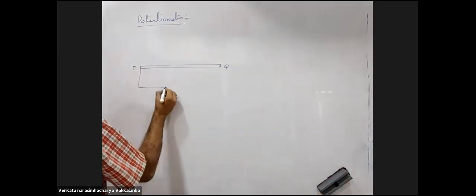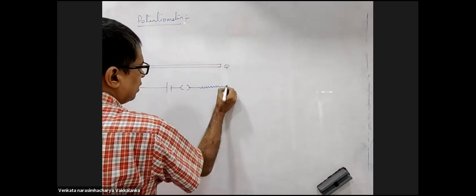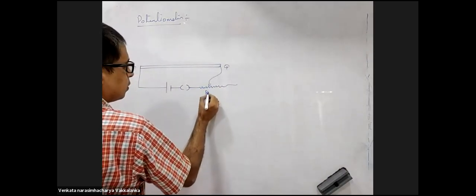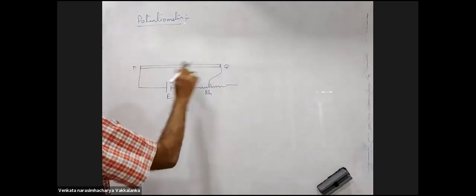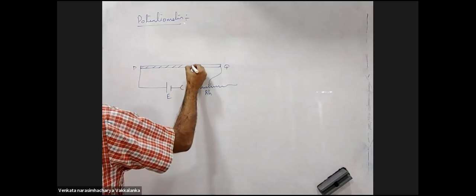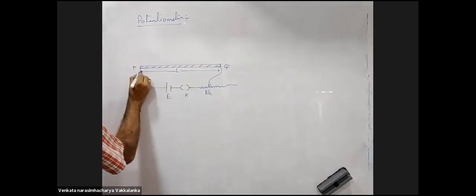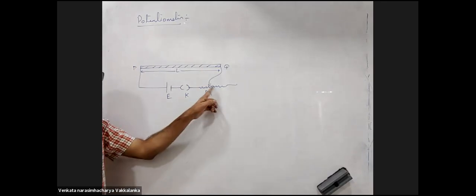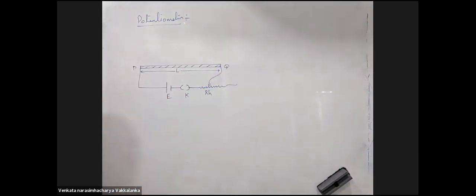You are maintaining this at a potential difference using a battery, key, and a rheostat. This is the potentiometer wire of length capital L. A rheostat is a variable resistor. You change that, and the potential difference across PQ will change.